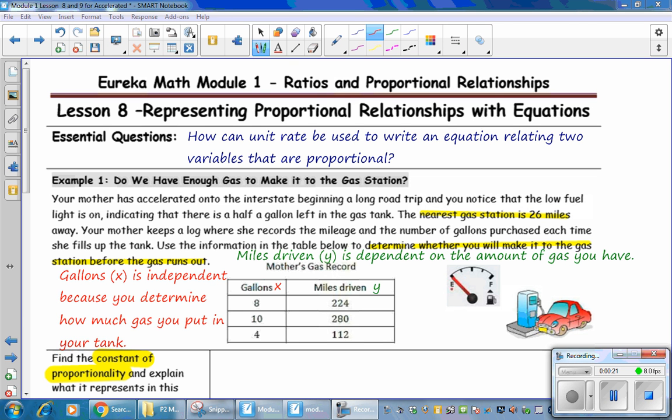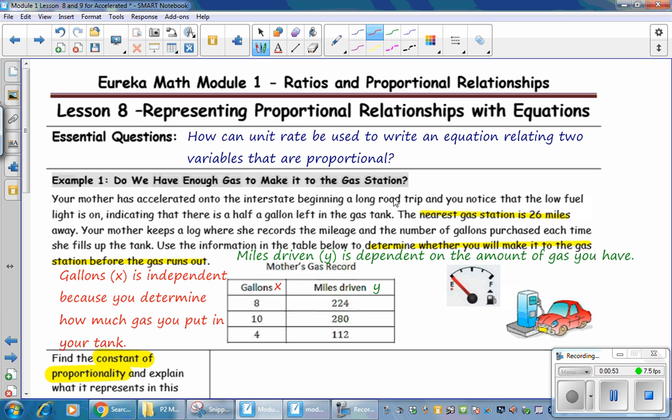Your mother has accelerated onto the interstate, beginning a long road trip, and you notice that the low fuel light is on, indicating that there is half a gallon left in the gas tank. The nearest gas station is 26 miles away. Your mother keeps a log where she records the mileage and the number of gallons purchased each time she fills up the tank. Use the information in the table below to determine whether you will make it to the gas station before the gas runs out. And remember, you have half a gallon left.